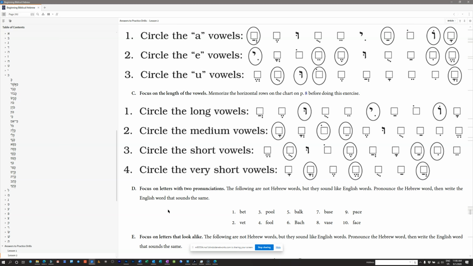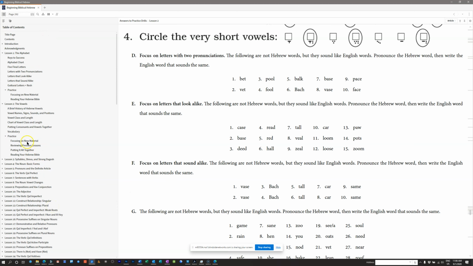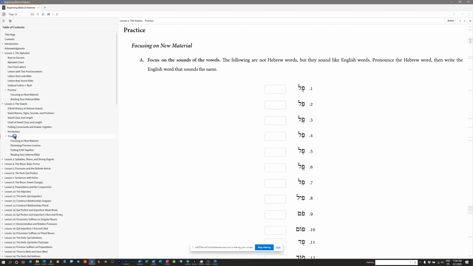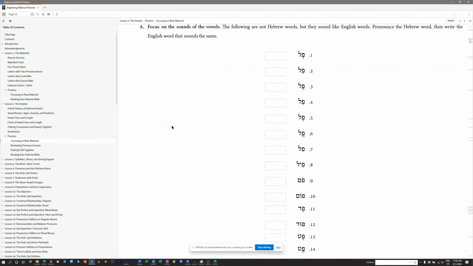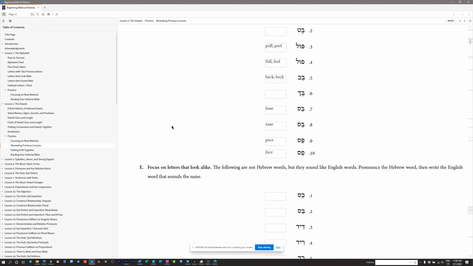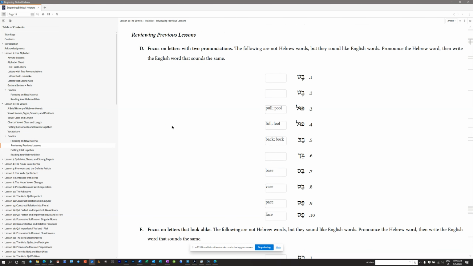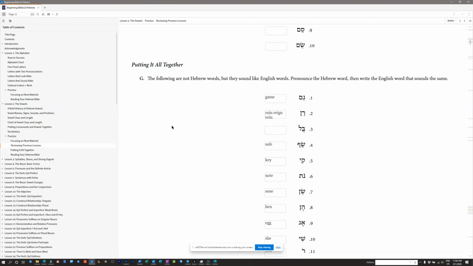So when I'm going through these exercises, I'm going to focus on things that I think are important to know or things that might be a little bit tricky, as opposed to just reading off what he's already given you. So let's go up here and take a look at practice for lesson 2. We were assigned exercises D and G.